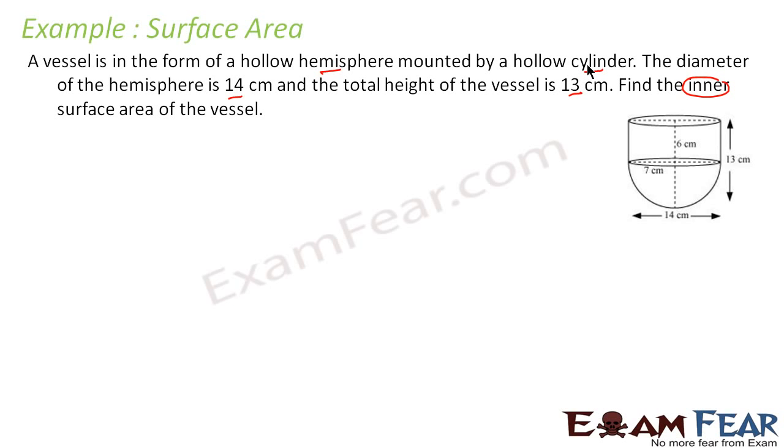So this is my typical diagram. The question says a hollow hemisphere, so this is my hollow hemisphere, correct? Mounted by a hollow cylinder. This is a hollow cylinder, so I'll draw it like this. This is my cylinder, correct? And this is my hemisphere.